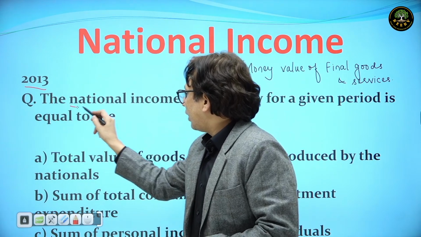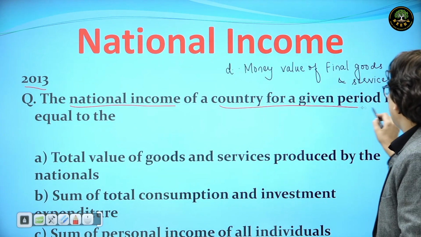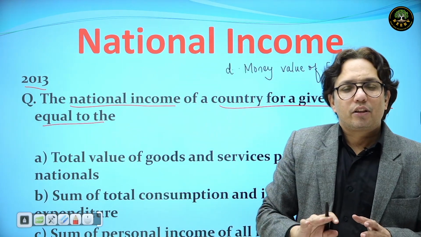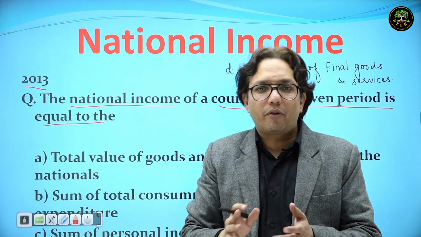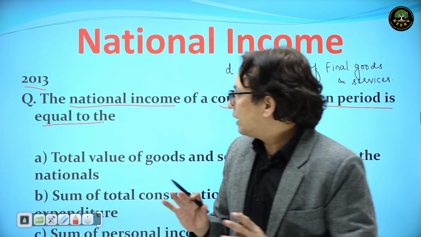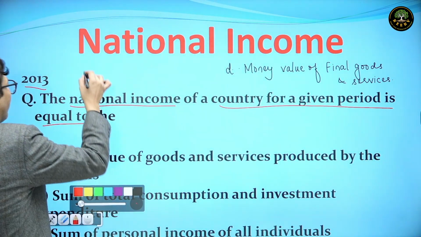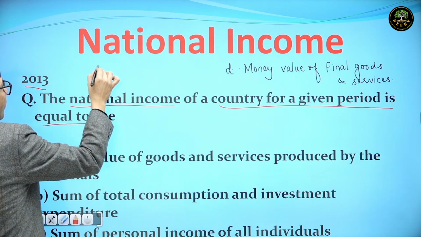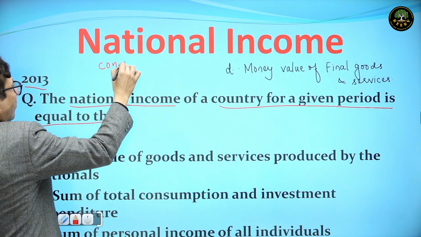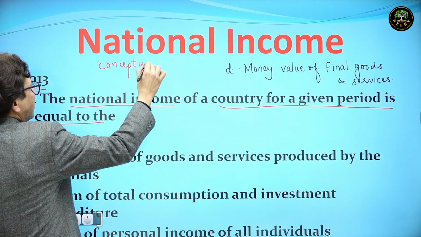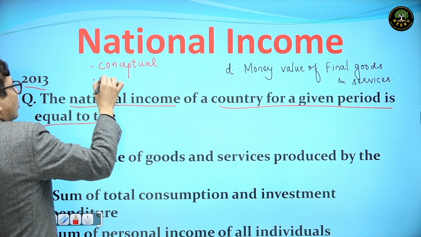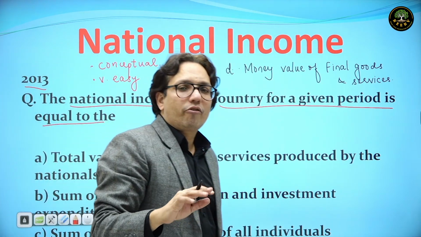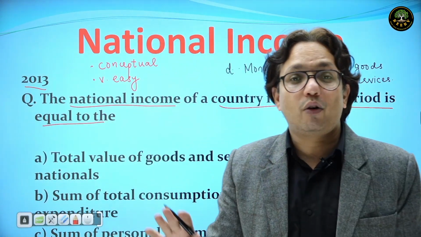2013. The national income of a country for a given period is equal to. So basically the question is asking what is the national income of a country. Look, this question is totally conceptual in nature, and this question is very easy. Very easy. Generally, we do not find these type of questions nowadays.